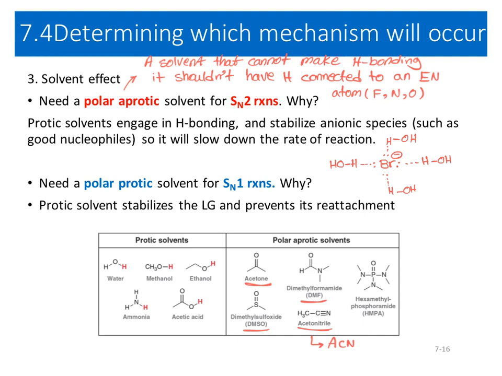However, in SN1 reaction, we need to use polar protic solvent. And polar protic solvent is a solvent that has hydrogen attached to an electronegative atom. Examples of that can be water, ethanol, methanol, ammonia. All of them are good protic solvents for SN1 reaction.